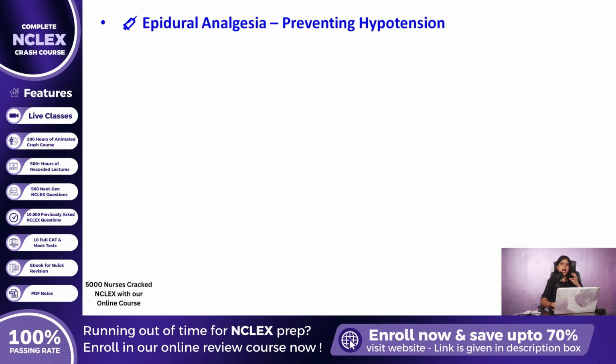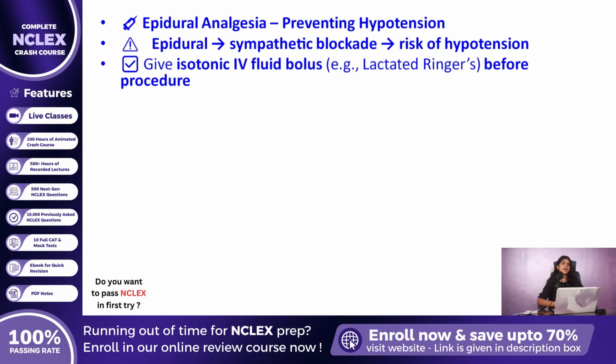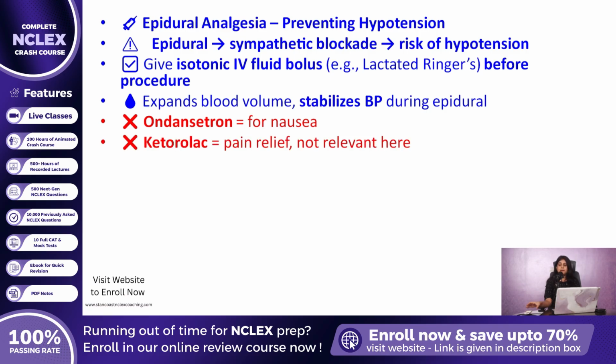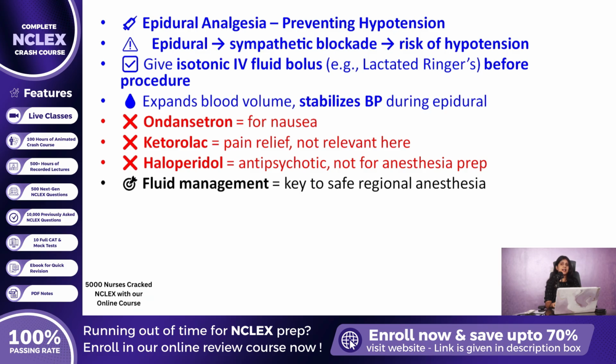Here is the rationale. Epidural analgesia can lead to hypotension due to sympathetic nervous system blockade. To minimize this risk, the nurse should administer an isotonic intravenous fluid bolus, such as lactated ringers, beforehand. This expands blood volume and stabilizes blood pressure during the procedure. The other medications listed do not address this priority. Ondansetron is used for nausea, ketorolac is a pain reliever but not relevant in this setting, and haloperidol is used for psychiatric conditions, not for pain management or anesthesia preparation. The key takeaway is that fluid management is essential to prevent complications from regional anesthesia.